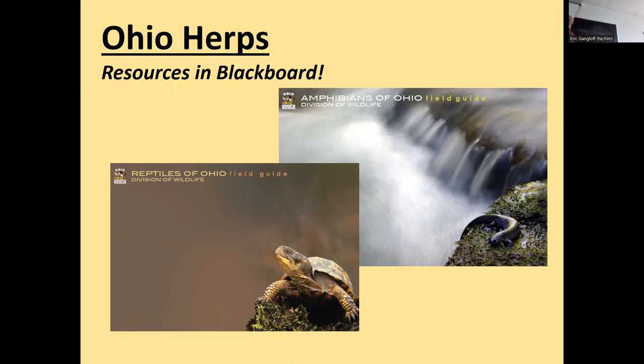So in Blackboard right now, I put up two PDFs of these very short guides to the reptiles and amphibians of Ohio put out by the Division of Wildlife. They're okay, they're useful, they're free, and they provide a nice quick overview of some of the species native to Ohio, what counties you can expect to see them in, and a little bit about their natural history. I have paper copies here and there are PDFs up in Blackboard, so you can check those out. Those will be great references for the stuff that I'll cover in class today.